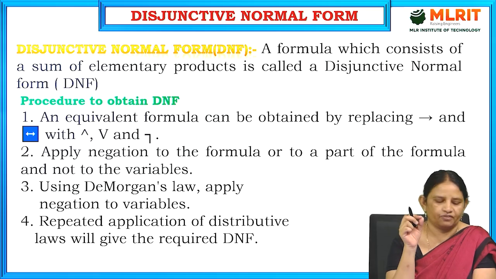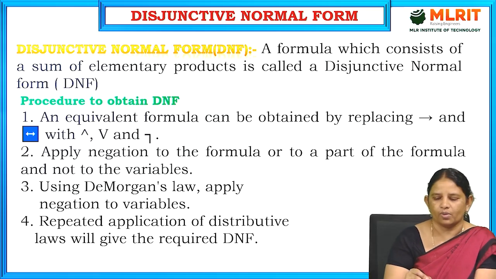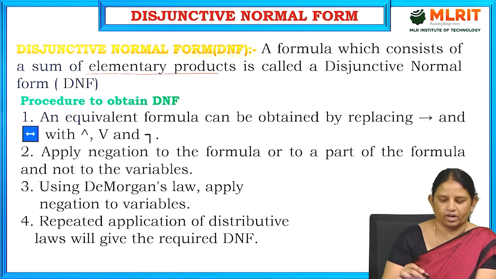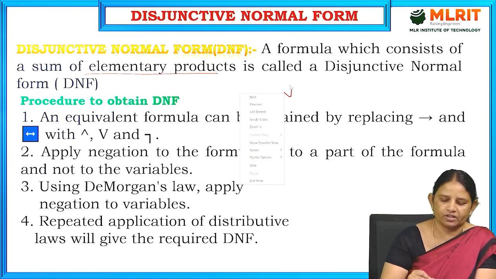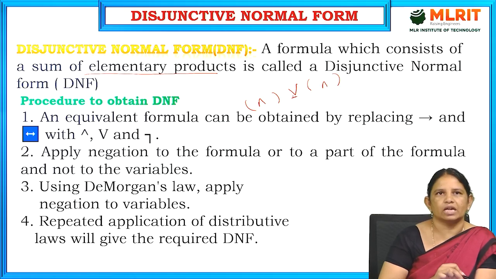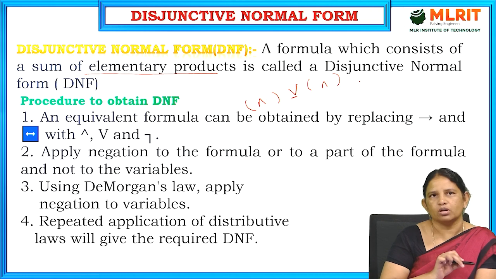What is the definition of disjunctive normal form? A formula consisting of a sum of elementary products. So the sum should be present in between the products. There is a product, and in between the products there is a symbol called sum. That's why a sum of elementary products is called a disjunctive normal form.